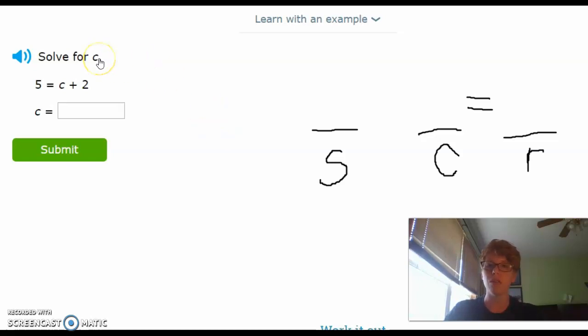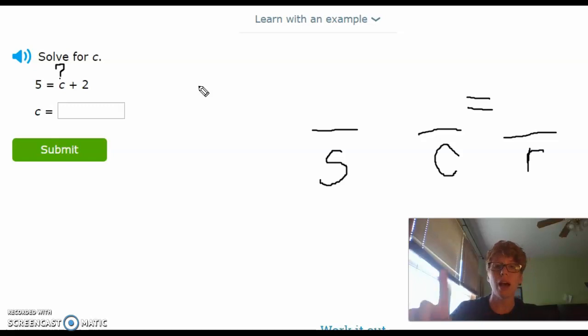So it says solve for C, 5 equals C plus 2. Now in the previous video, we talked about how whenever you see a letter in a math problem, it's called a variable. And instead of having a letter there, we could put in a question mark. I could say 5 equals something plus 2, couldn't I? But in the math world, it's a lot easier for us to put letters to represent something. So let's just say that C equals cookies in this moment.